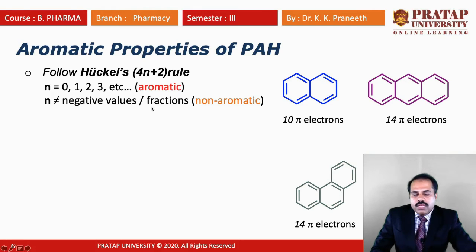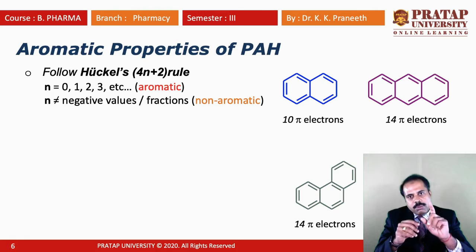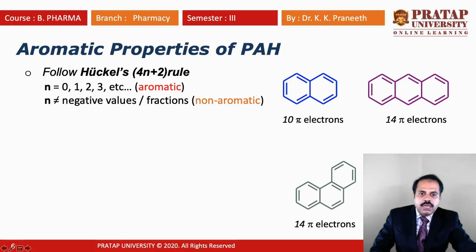So let's see how we can calculate the 4n plus 2 rule, Huckel's rule, for naphthalene, anthracene, and phenanthrene. Let's take the example of naphthalene first. Naphthalene contains 10 pi electrons. How do you know that? It contains 5 double bonds, 1, 2, 3, 4, 5. Each double bond is made of 2 electrons. So 5 double bonds means 10 pi electrons. In the case of anthracene and phenanthrene, they contain 14 pi electrons. Why?